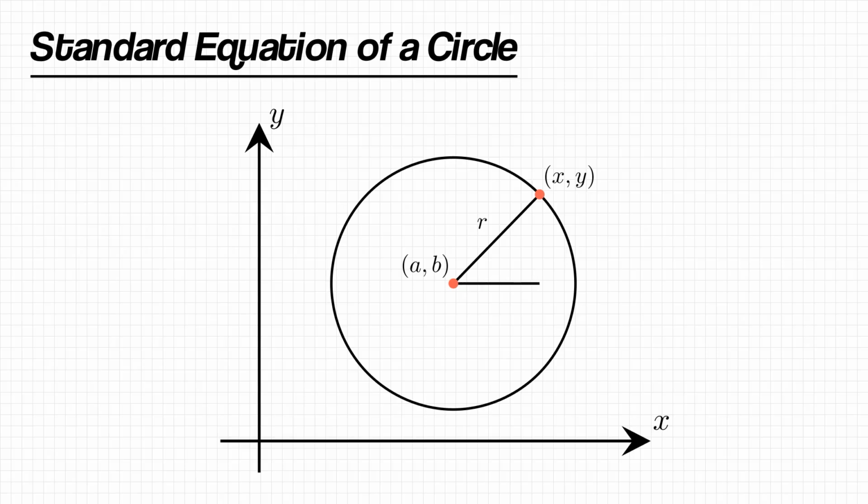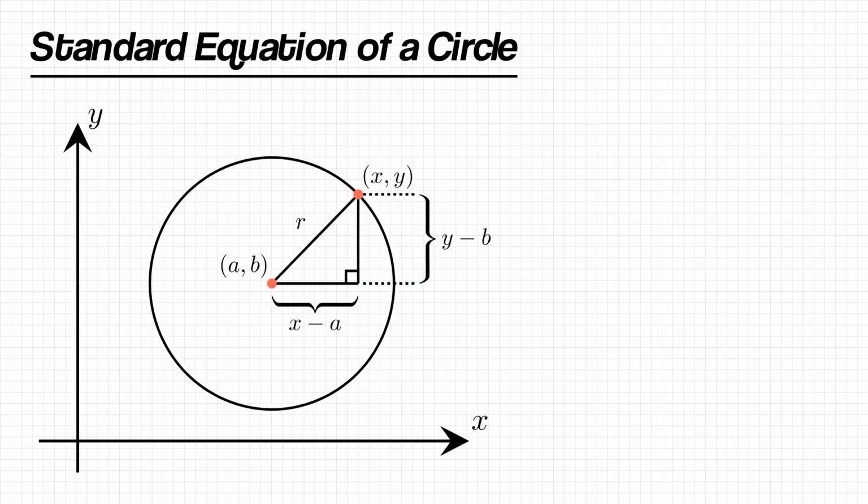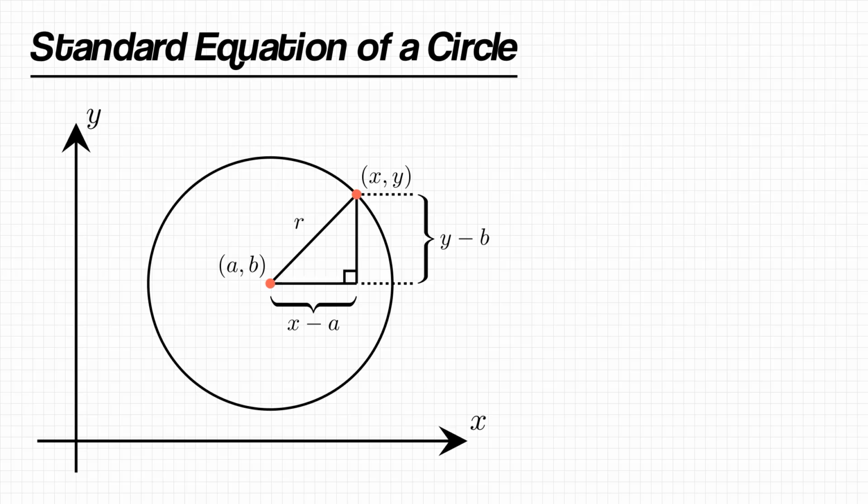We can draw a right-angled triangle and use Pythagoras' theorem to calculate the distance of a point from the center. The horizontal distance between these points would be x minus a, and the vertical distance would be y minus b. Applying Pythagoras' theorem now, we know a point (x, y) must satisfy the equation (x minus a) squared plus (y minus b) squared equals the radius squared in order to lie on the circle.